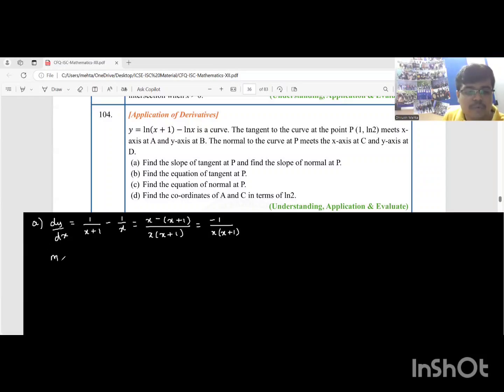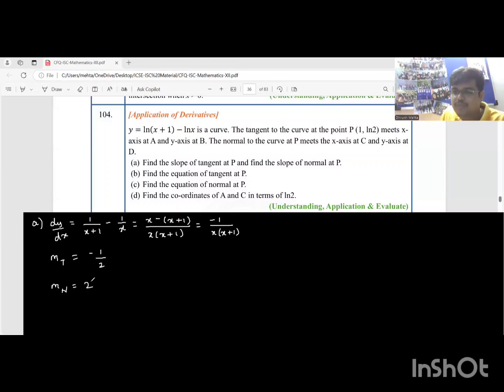In the first part, students, slope of tangent. Now they're saying point P is 1 comma ln 2. So x is 1. So you substitute x as 1 in this equation, minus 1 upon x into x plus 1, we will get minus half. That is the slope of tangent. Normal, students, I hope you know this basic rule. It is perpendicular to tangent, so reciprocal and sign change. So this is 2. So that completes the first subpart.